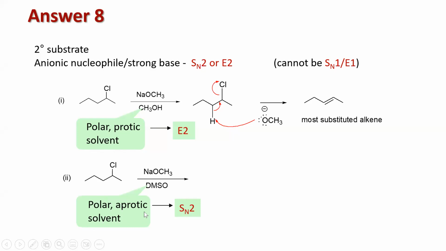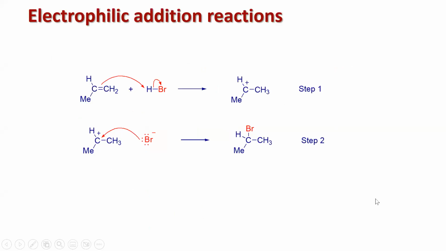Polar aprotic solvents definitely favor the SN2 reaction. So the SN2 reaction is like this, right? And here it is elimination. SN2 is a substitution, and inversion of configuration takes place.